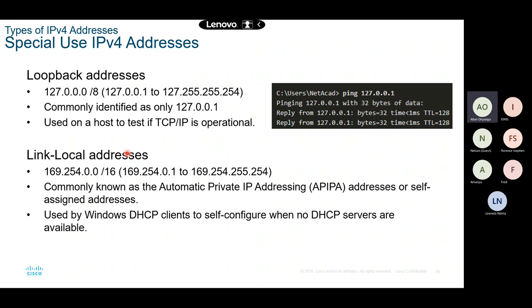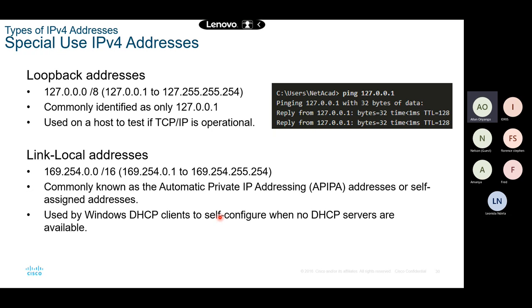And loopback address will also be heard in IPv6. Now, link local address is a special type of address. It's a special type of address which is automatically assigned by a PC or a laptop or a host device to itself.